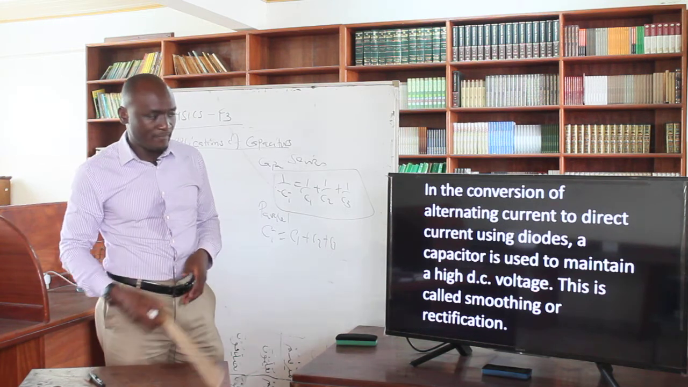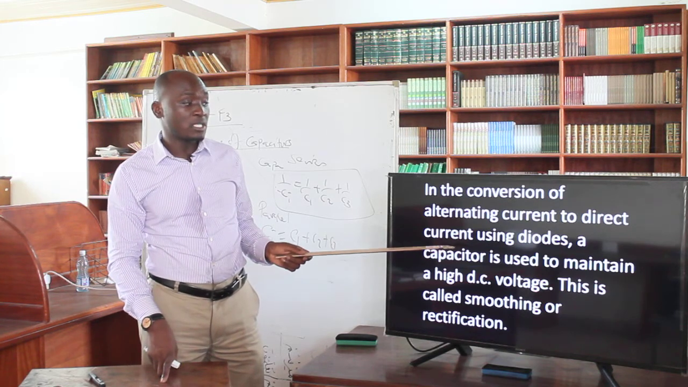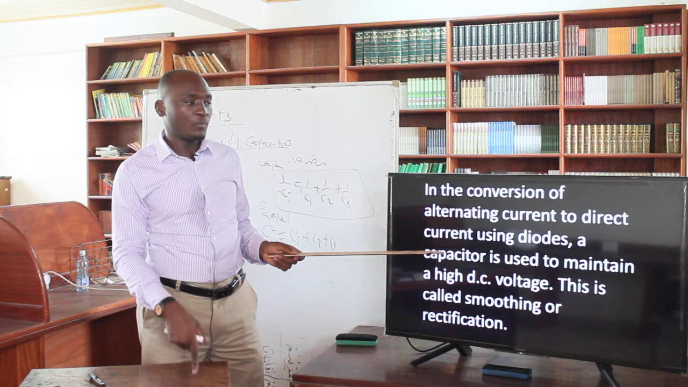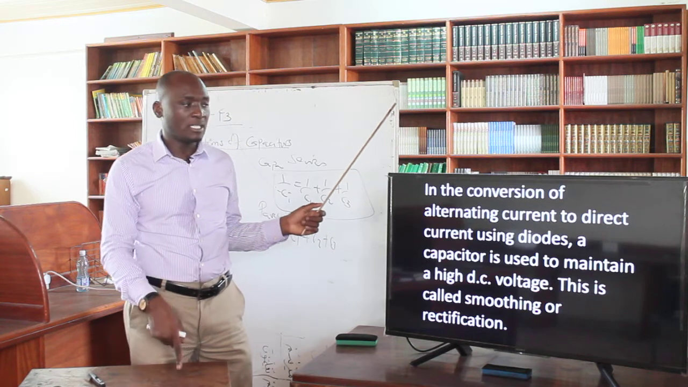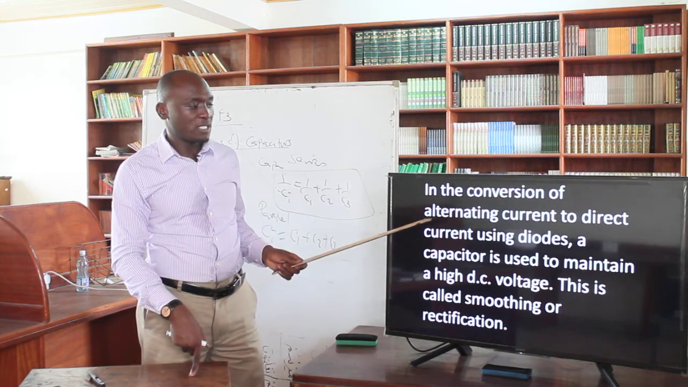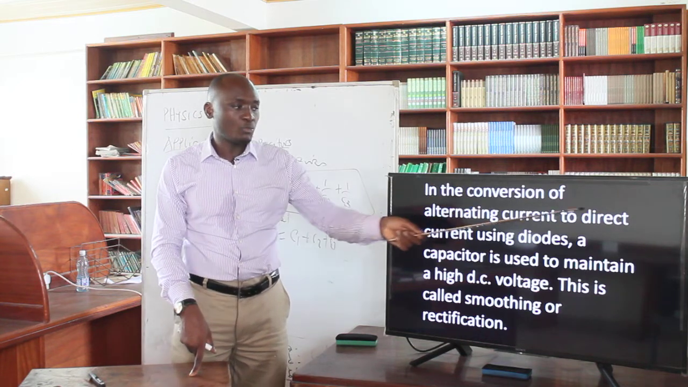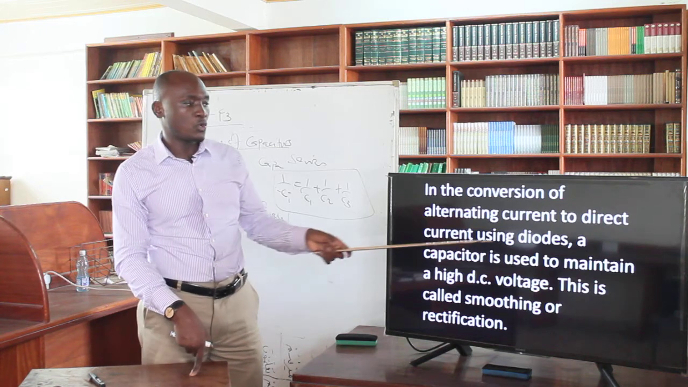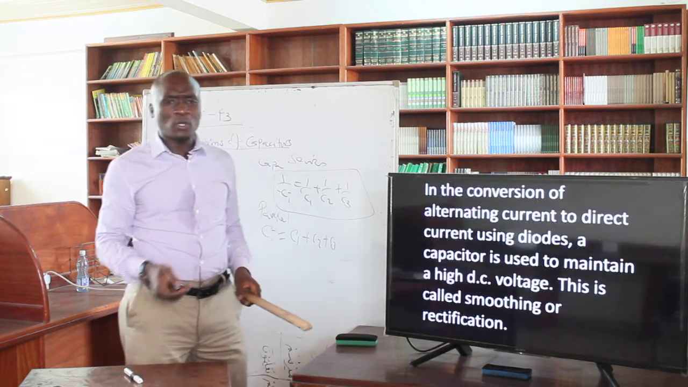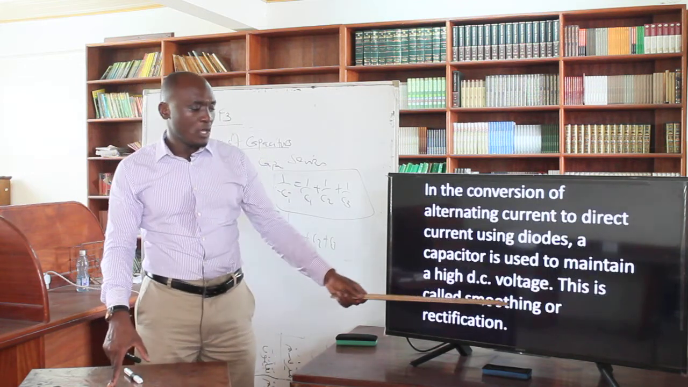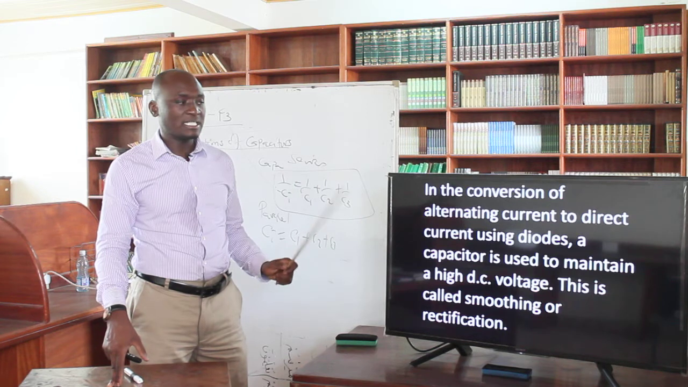Now, I want to emphasize here, these are conversions. Most of the electronic gadgets we have actually use direct current. But there is a conversion that takes place when you connect any gadget to the normal circuit you're using at home. What we use is alternating current, but most of it has to be converted to direct current. That's why we use the diode, and of course we need a capacitor in that case. That process is called smoothing or rectification.